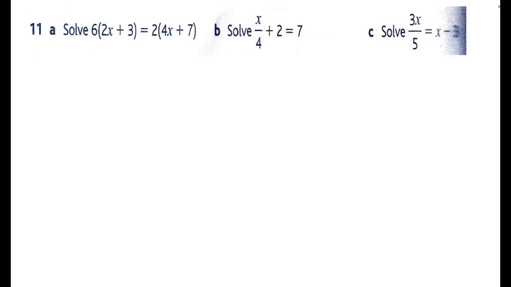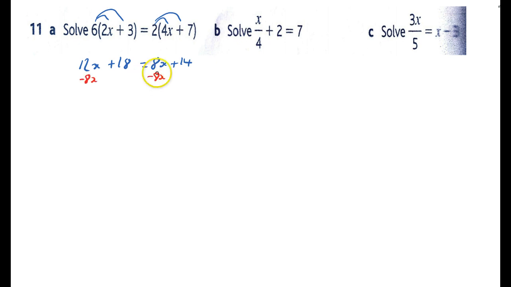Okay, back to solving this. Right, and to multiply out the brackets, 12x plus 18 equals 2 lots of 4x, which will be 8x, plus 2 lots of 7, which is plus 14. Which one's got most x's in? Well, it's the left hand side, so I want to get rid of these 8x's.